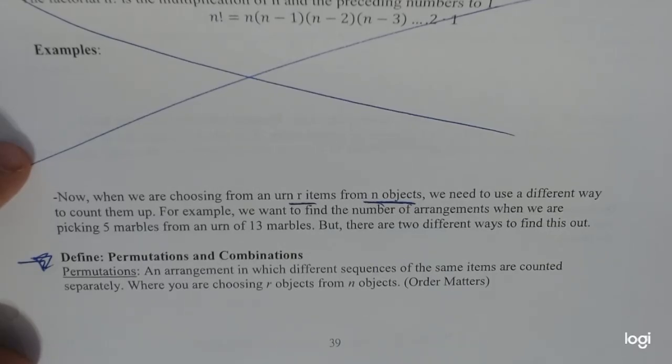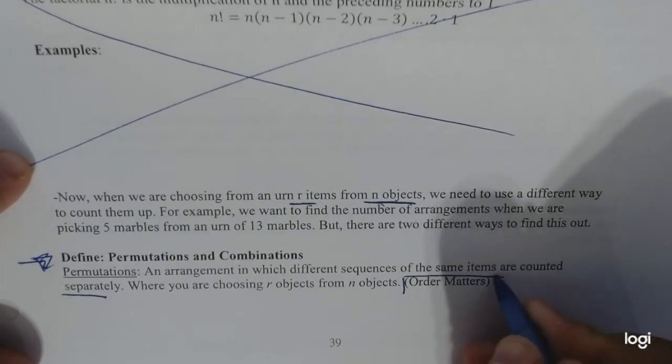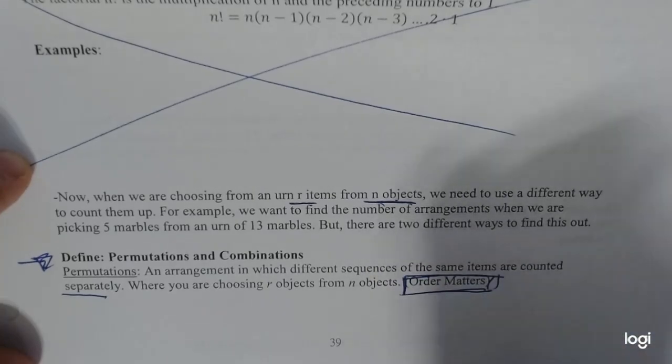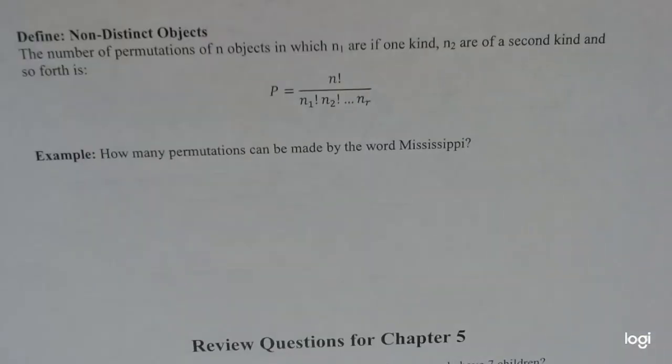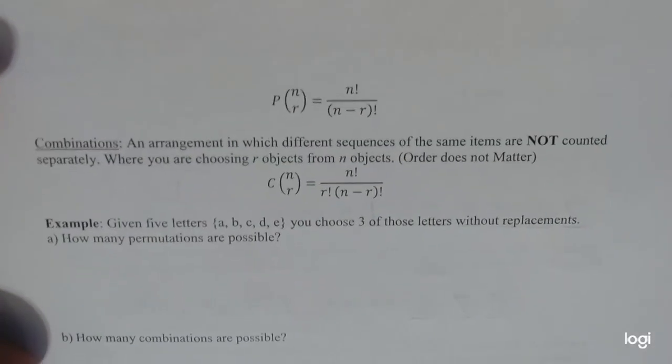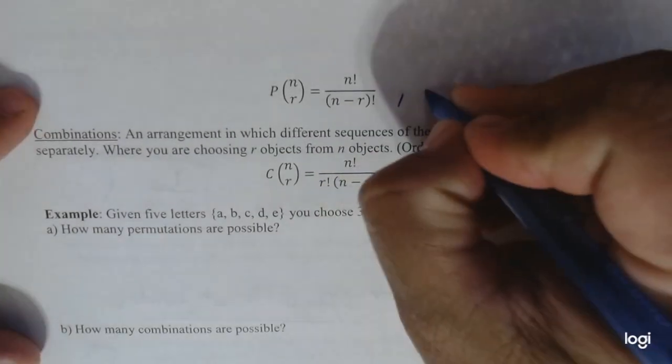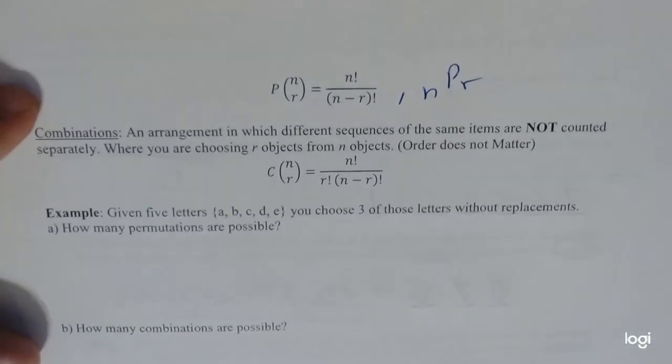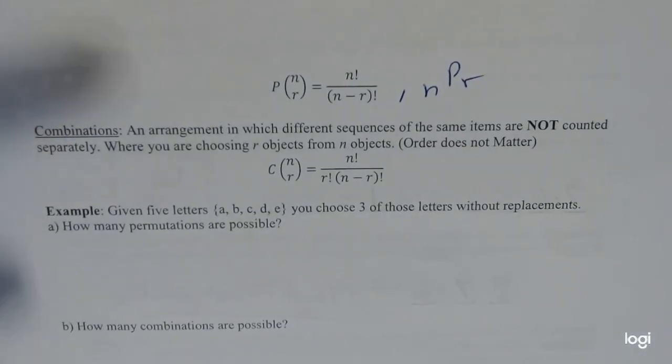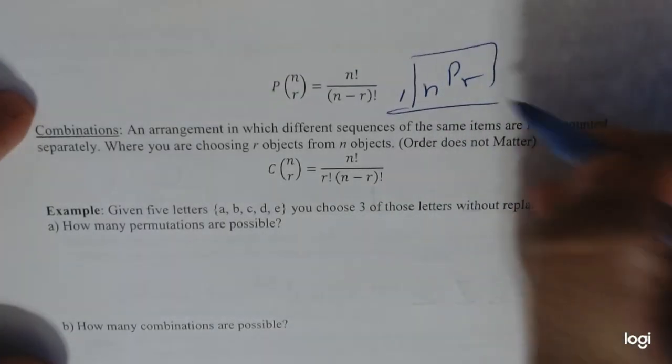So the first one is permutation. A permutation is an arrangement in which different sequences of the same items are counted separately. Key thing, okay? So when you're choosing r objects from n objects, in other words, the biggest takeaway is that order does matter. So if you flip the page, we get the equation for permutations. Now in your calculator, it's going to look like this, okay? And I'll talk about the calculator in a little bit, all right? So this is the equation for permutations, where order matters.